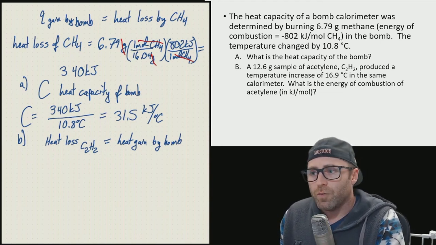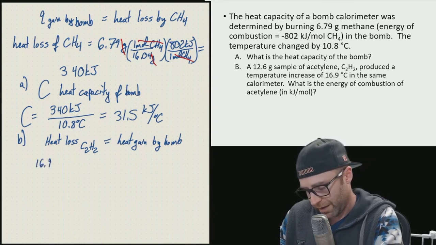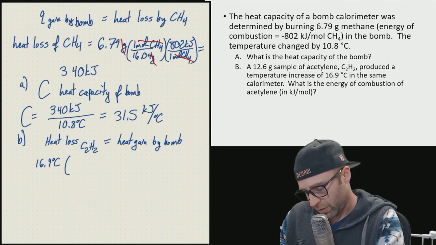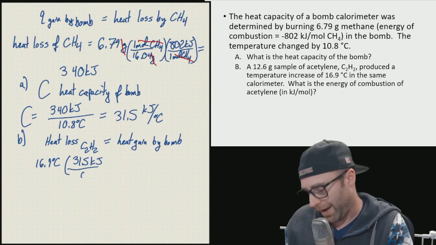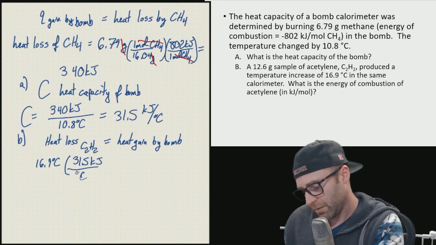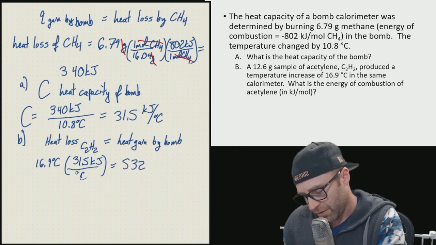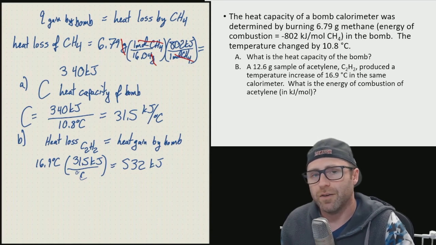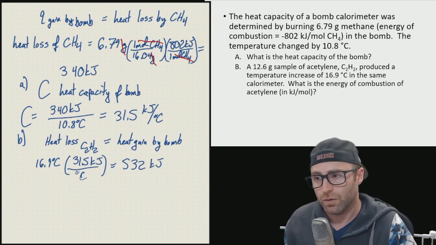So, how much heat was gained by the bomb calorimeter? Well, we know it went up 16.9 degrees Celsius. We know its heat capacity is, from part A, 31.5 kilojoules per degree Celsius. Recapping, we've got our temperature change. Multiply that now by our heat capacity. And we're going to end up with a number that's around 532 kilojoules. So this was the amount of energy that was gained by the calorimeter by the combustion of our acetylene. Cool.